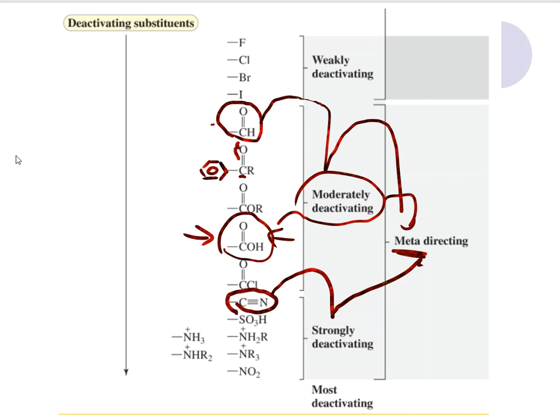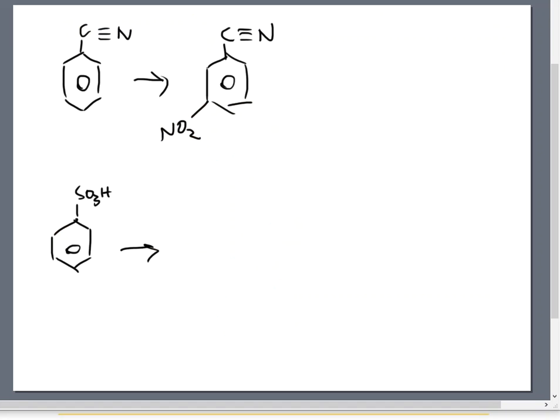And if I look at this chart, I'm going to find SO3H down here toward the bottom. That is a strongly deactivating group, and that is also a meta director. So in this example, that basically means I'll take my benzene ring, I'll redraw it, I'll put my SO3H up there, and this is a meta position right there, and the nitro group is going to go in that spot.